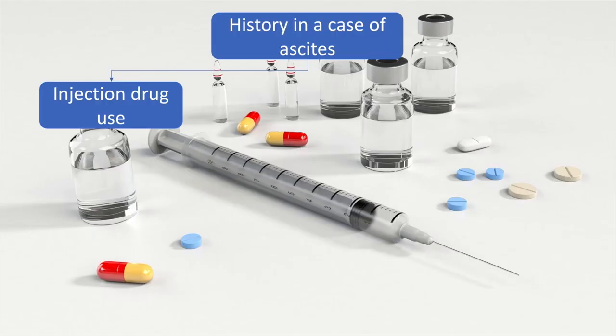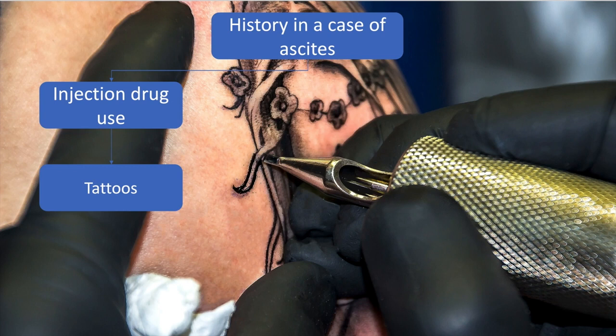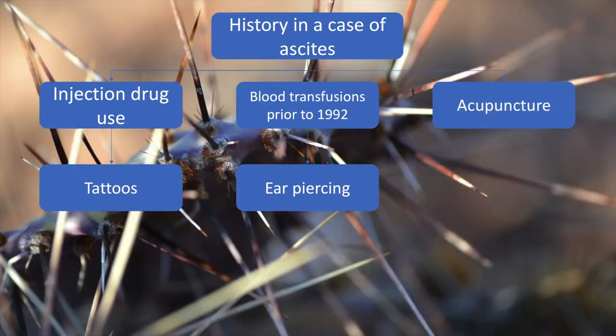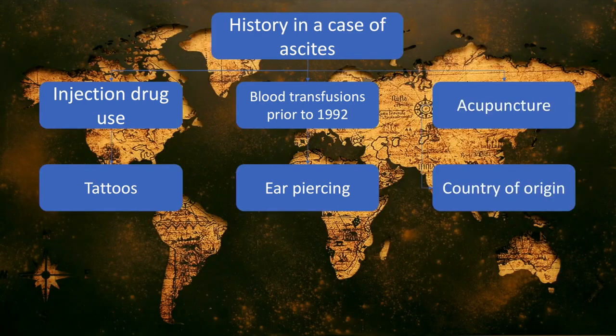The history of injection drug use in a case of ascites is important, along with history of tattooing for hepatitis B and C. We must also take the history of blood transfusions prior to 1992 because screening of blood was not a universal precaution before 1992. Other aspects of history include ear piercings, acupuncture, and country of origin.